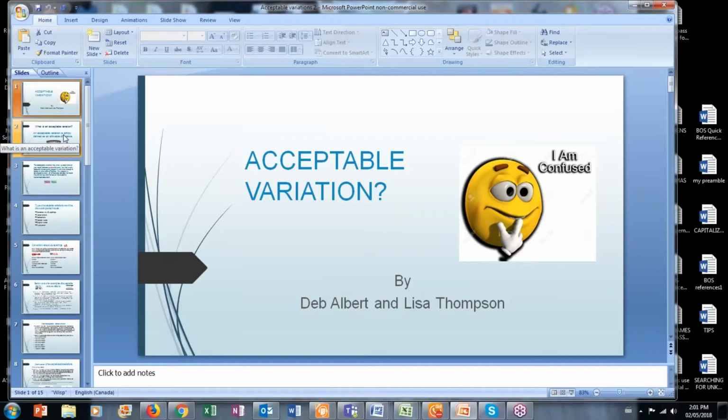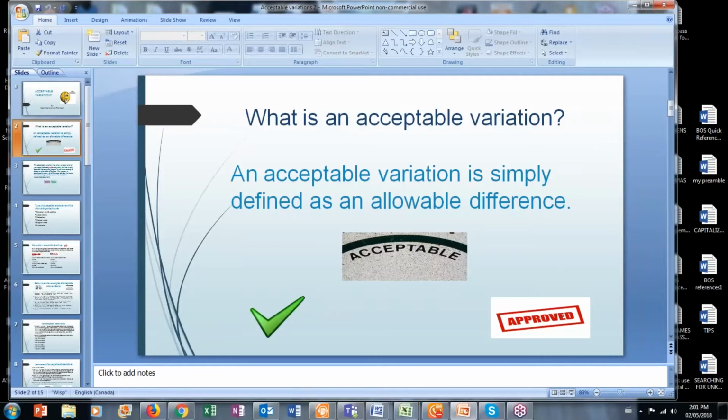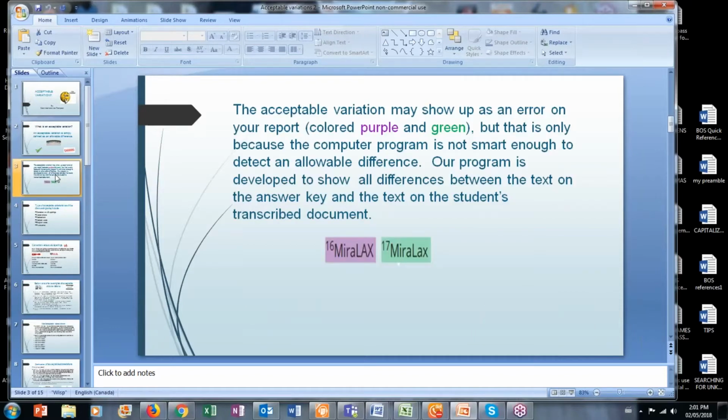So first of all, we're going to give you a definition of what an acceptable variation is. Simply, it's an allowable difference. It is something that will not show up the same on your screen, but it is allowed. The acceptable variation may show up as an error on your report. It could be colored purple and green, but it's only because the computer program isn't smart enough to detect that it's an allowable difference.